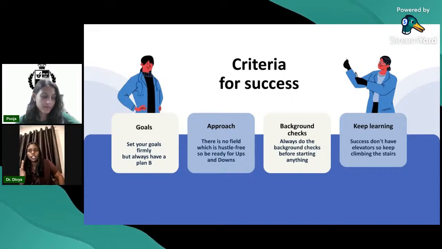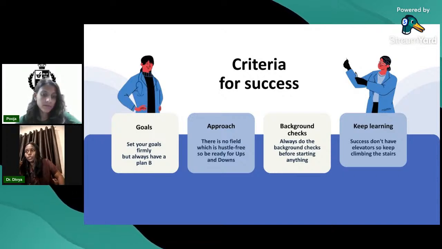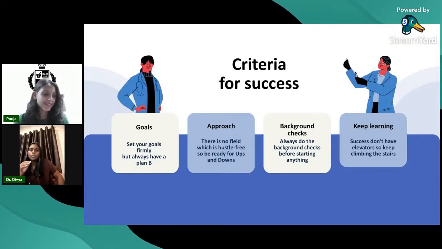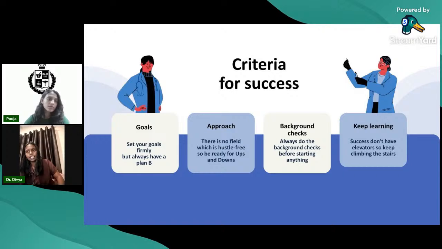The second thing I will tell you is the approach. Approach in the sense that there is no field in this world which is hustle free. It is not like you go for the interview, you join, you just start earning money and life is good. It is not like that. Sometimes you really did your best at the interview, but you didn't get that job. It might happen.